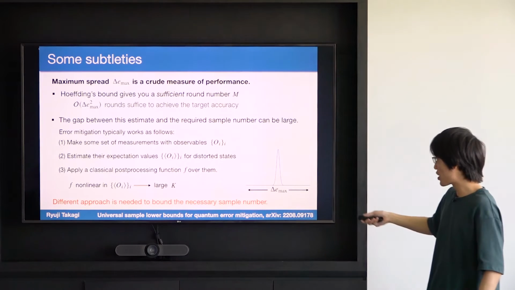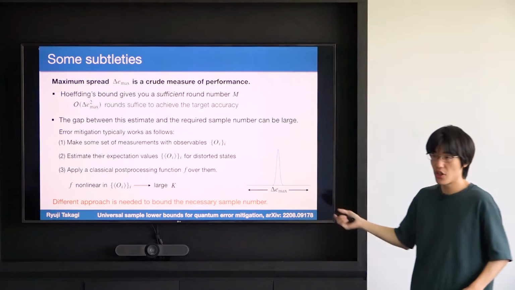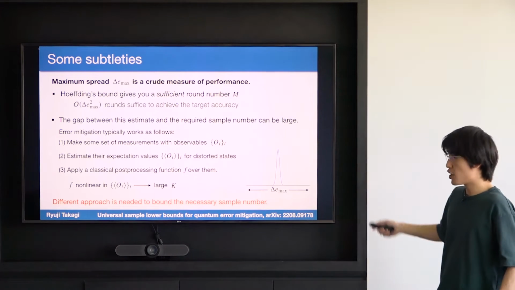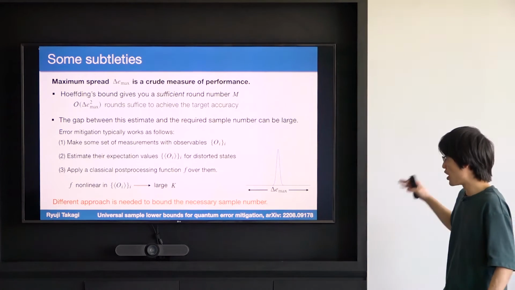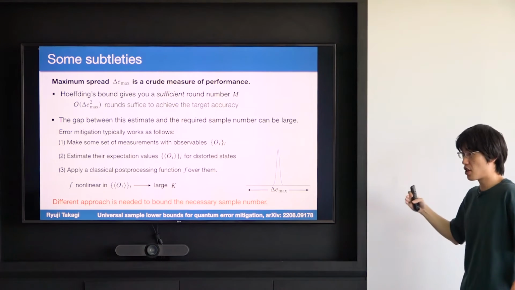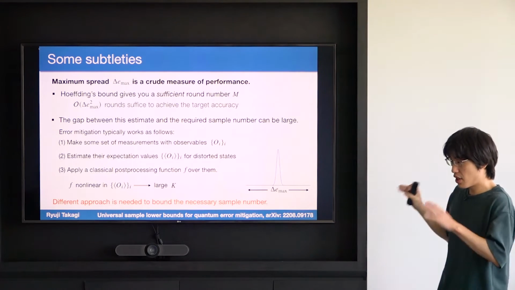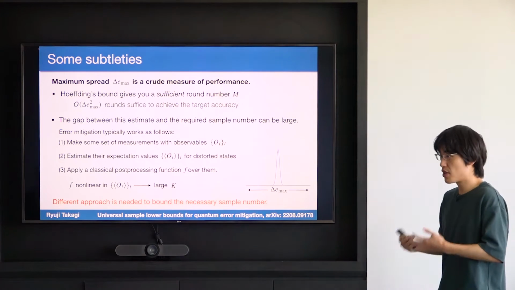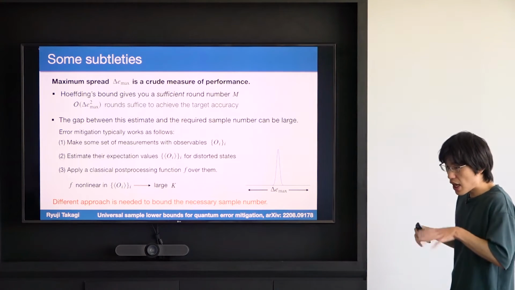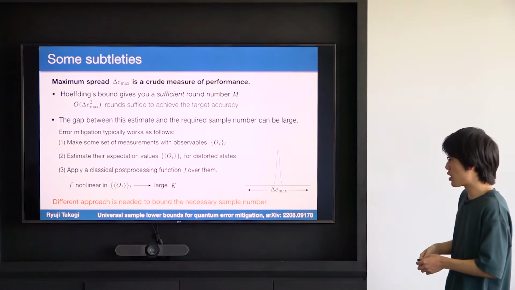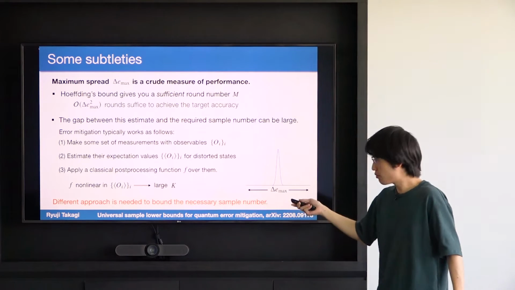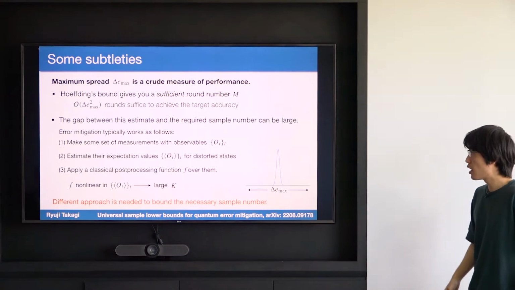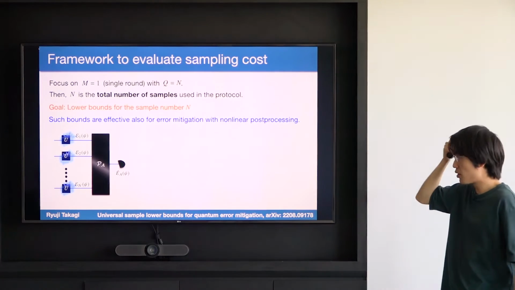So at the end, what's going to happen is you have a very large maximum spread, but it might give you a very sharp peak in the distribution, and that gives you the error mitigated estimate. But if that happens, then our previous result might give you an imprecise estimate of the required sampling cost. So we need to have a different approach to take care of that problem. And this is what we're going to do.